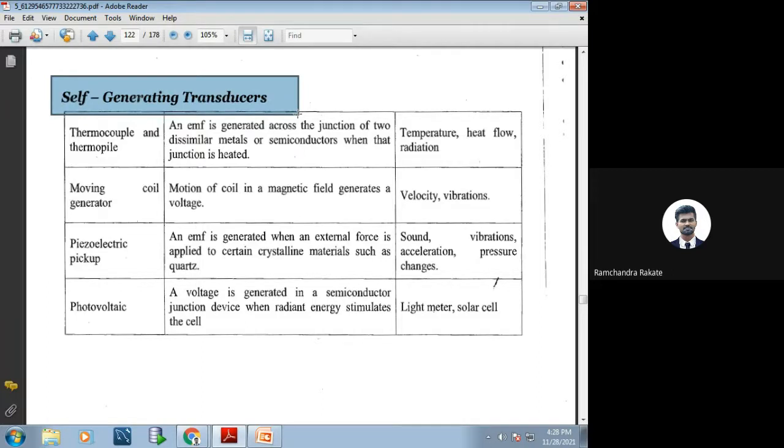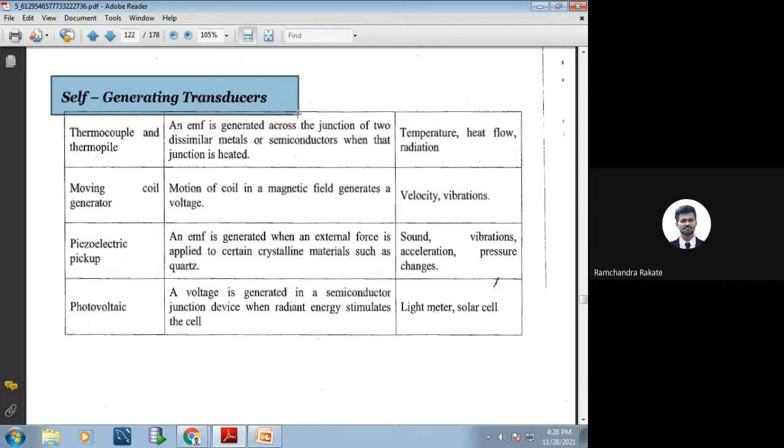Then the moving coil generator. For the moving coil generator, motion of a coil in a magnetic field generates a voltage. The application will be velocity and vibration. Next we have the piezoelectric pickup. An EMF is generated when external force is applied to a certain crystalline material such as quartz. So sound, vibration, acceleration, pressure changes, these are the part of your self-generating transducer.